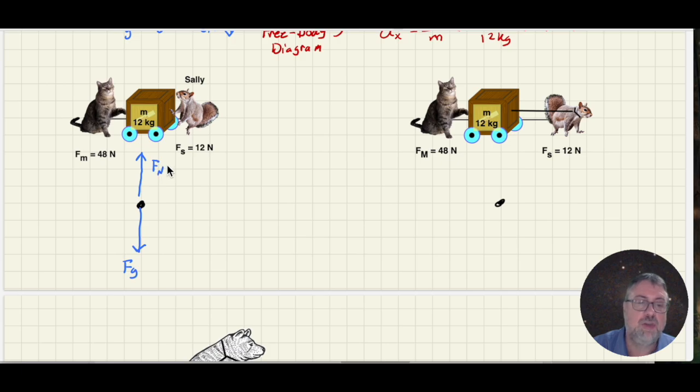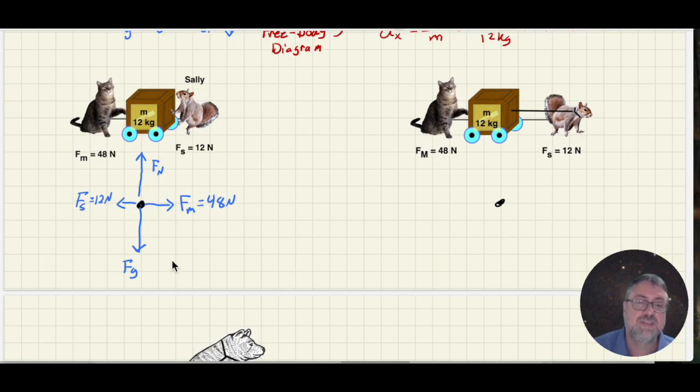I have a normal force opposing gravity, equal and opposite. They will cancel out. Max is pushing in this direction with 48 newtons. But Sally is pushing in the opposite direction with 12 newtons.